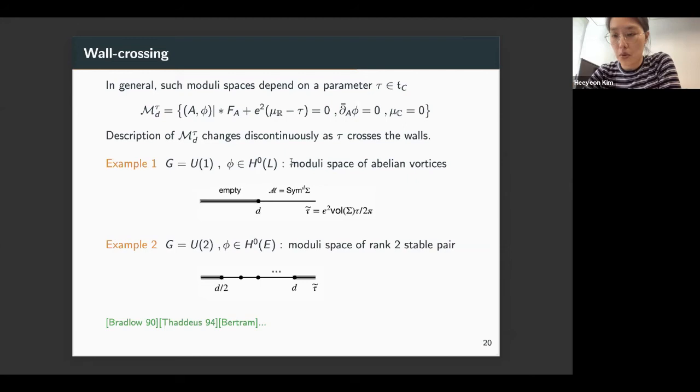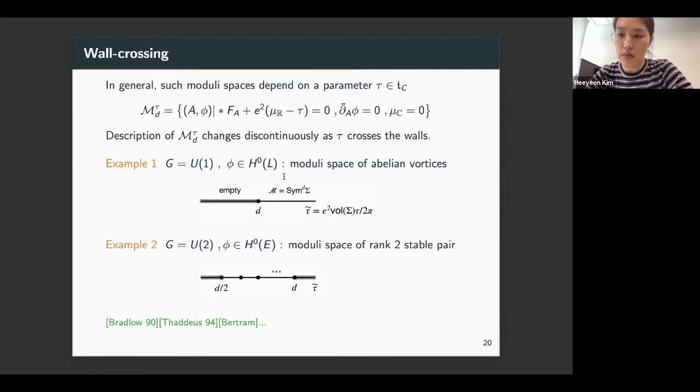And you can check that there exists a wall here, where tau tilde, which I defined as this particular combination, is at d. And you can check that when tau tilde is smaller than d, the moduli space is completely empty. And when tau tilde is larger than d, the moduli space is given by the symmetric product here.